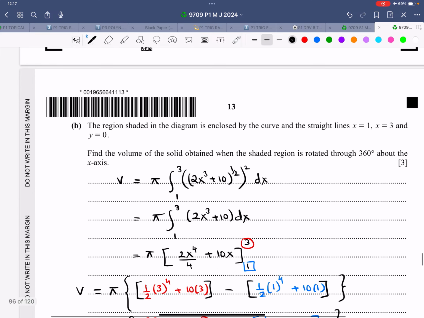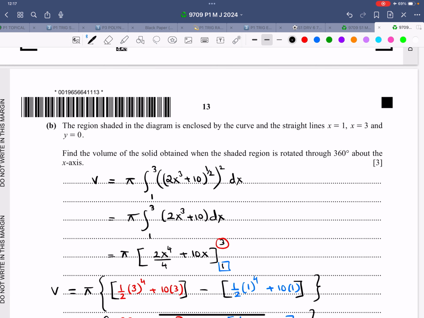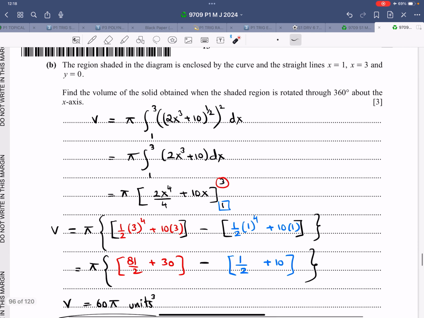What is the concept of volume? The concept of volume is this: volume between the limits a and b, there is a pi because something circular is formed. This is f(x), the whole thing squared, dx. So that is how the volume formula is written. Now what have I done? The power was half. It's being squared. Half and 2 cancels out. Lower limit 1, upper limit 3. Don't forget the pi. After the squaring, do integrate also.